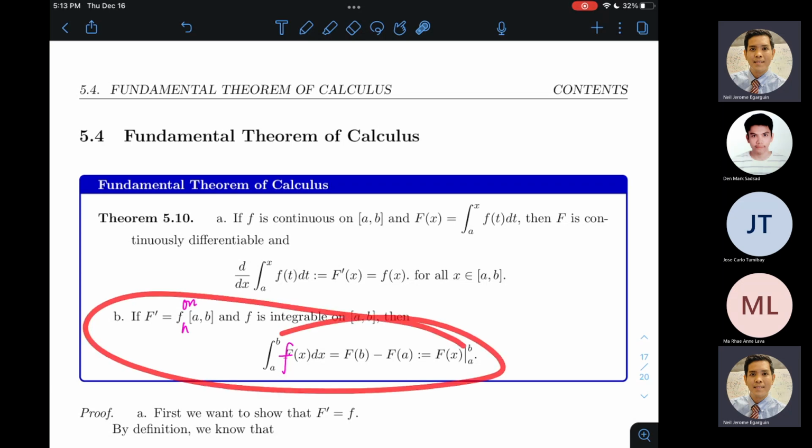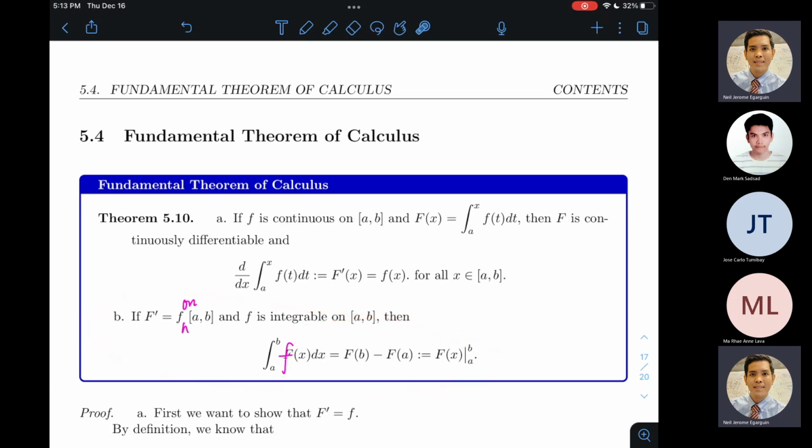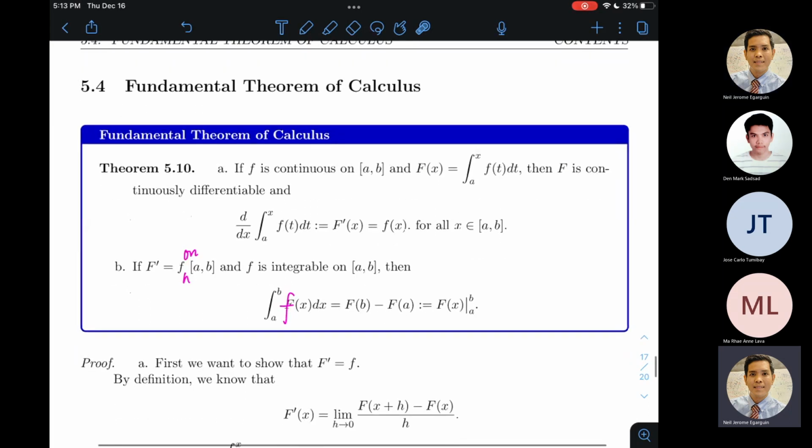Now the second section, section B, tells us a nice way of how to evaluate definite integrals. Paano siya kino-compute by the way of computing an antiderivative for the integrand little f. Okay? So balikan natin yung mismong statement ng FTC.